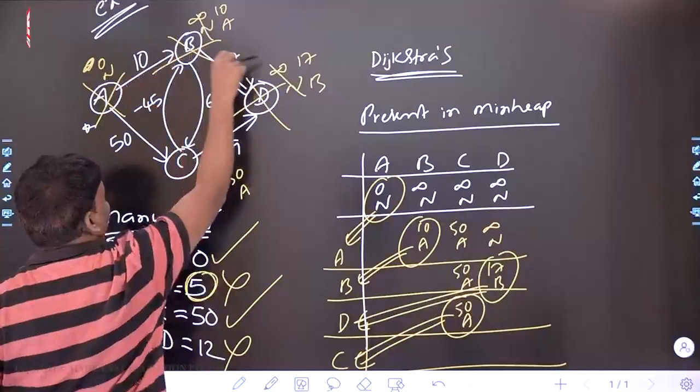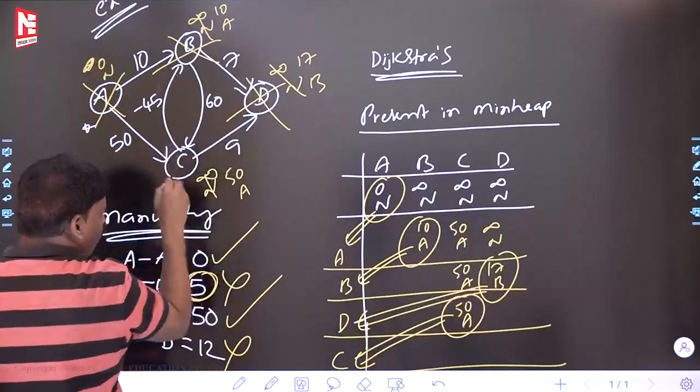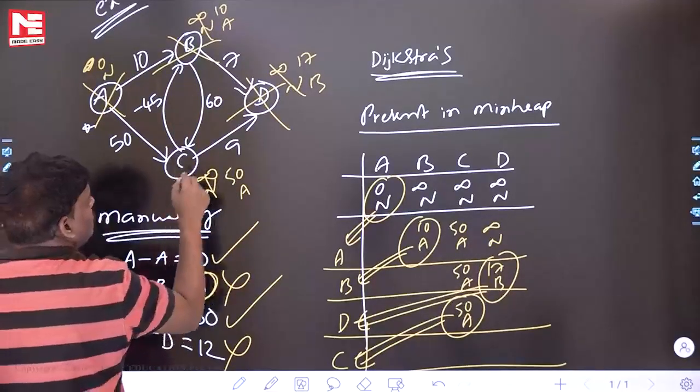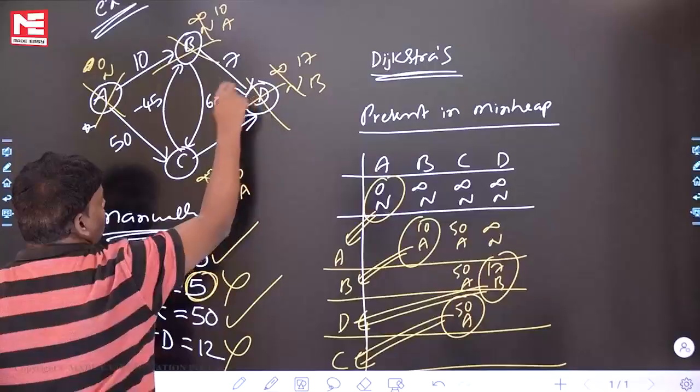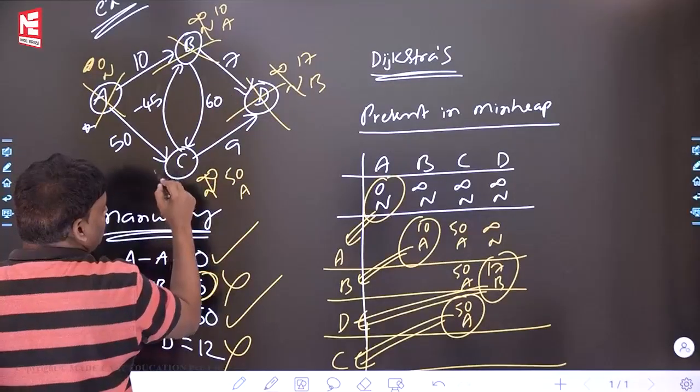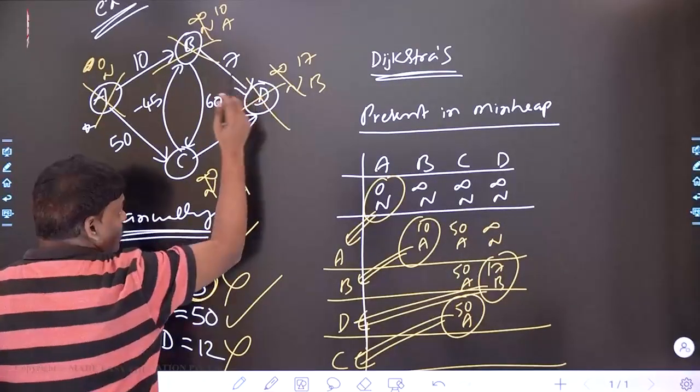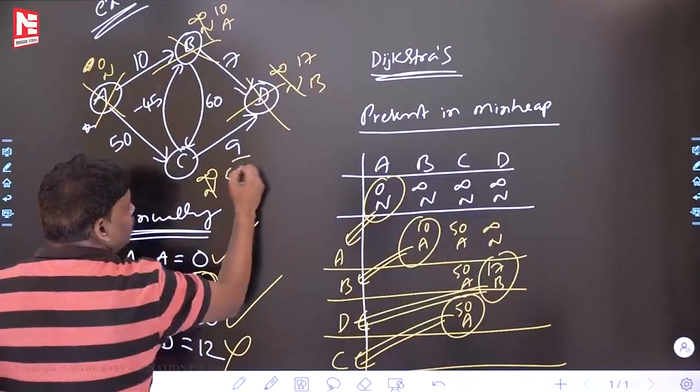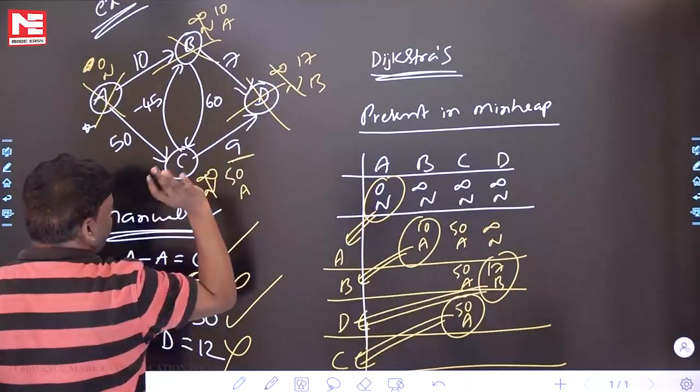Because see, nowhere did negative come. Now I am here. So C adjacent is going to be B and D. So Dijkstra says that it is already over, don't go. Yes, I didn't go because it is positive. Positive means Dijkstra's is right. Next one.